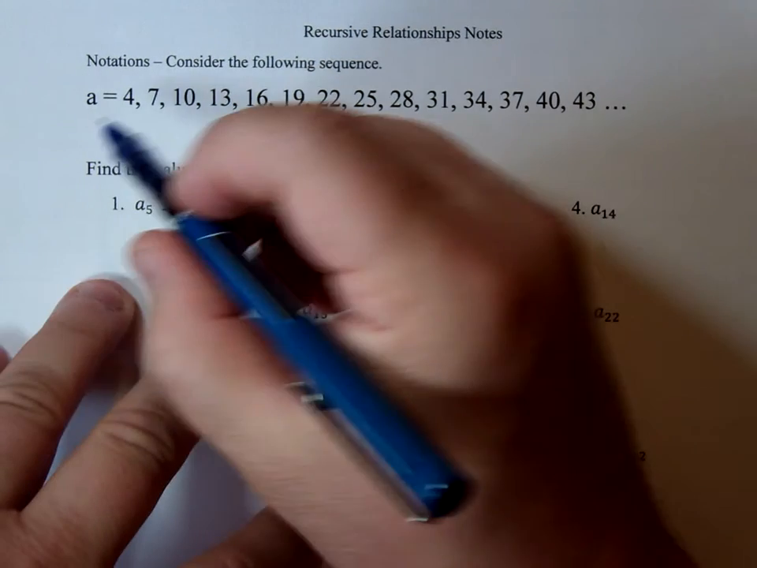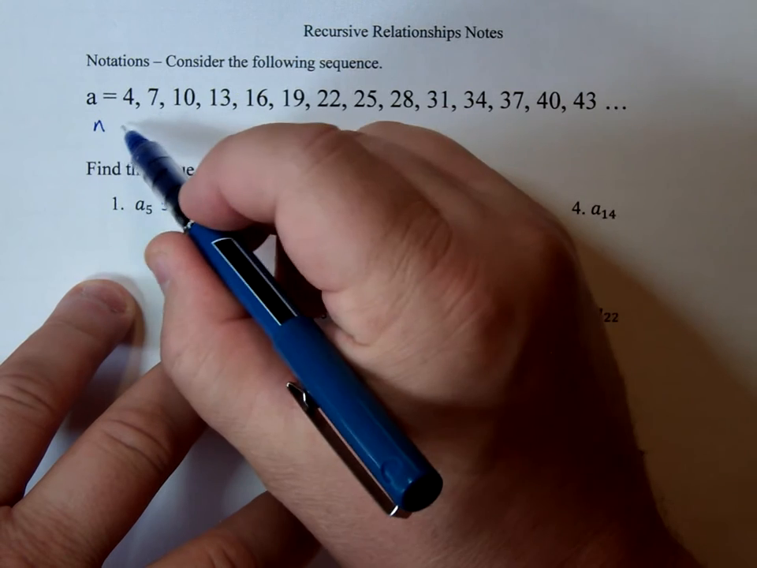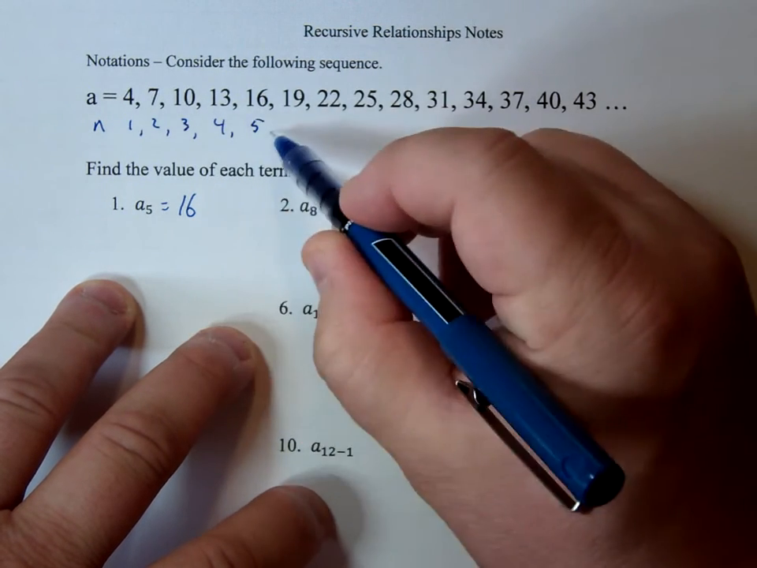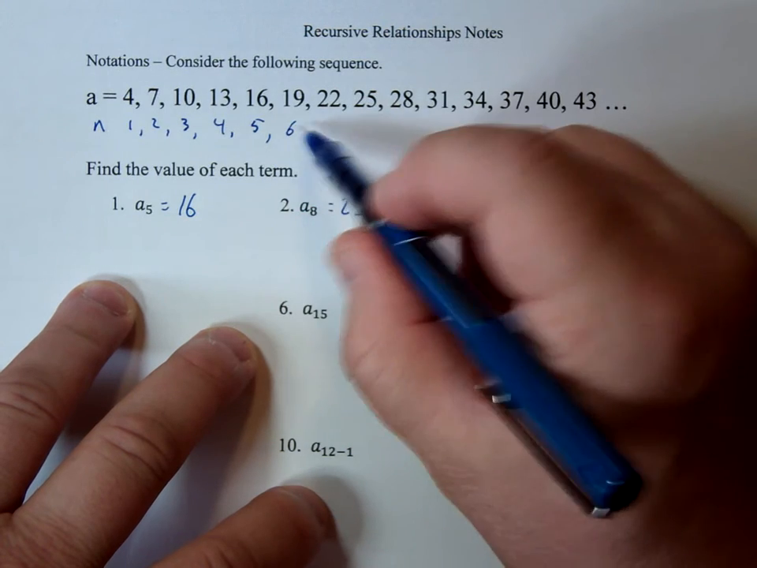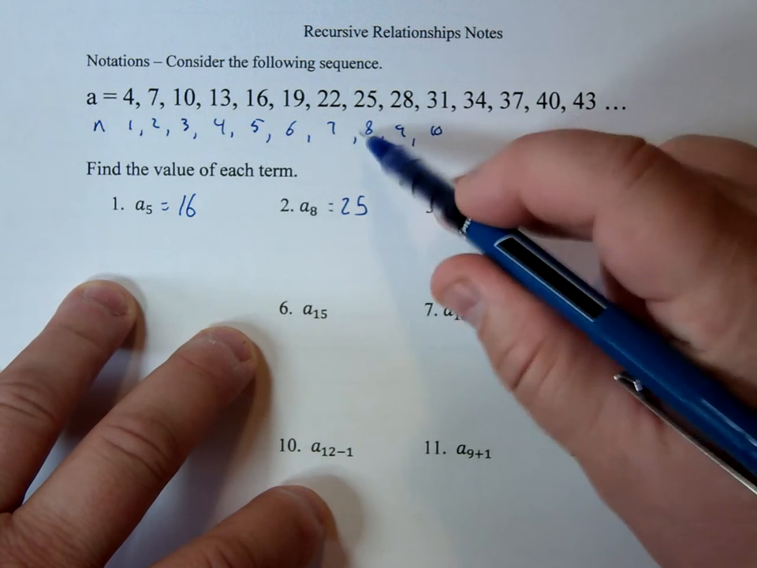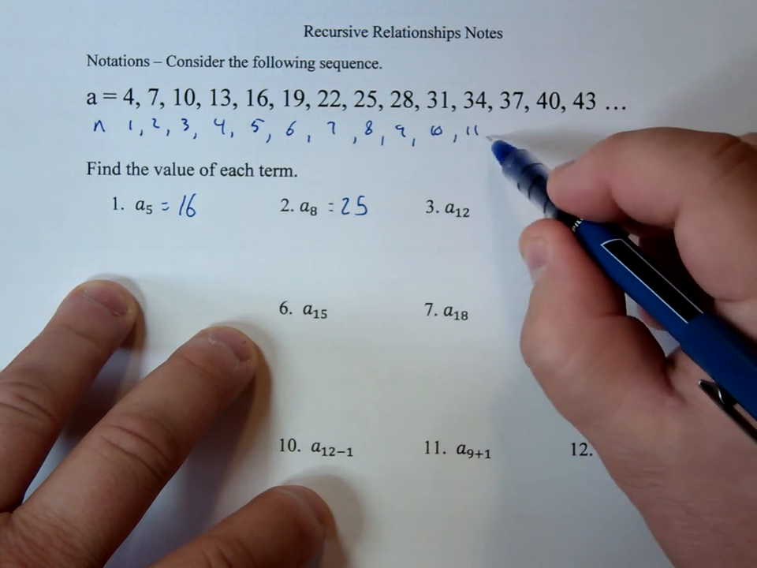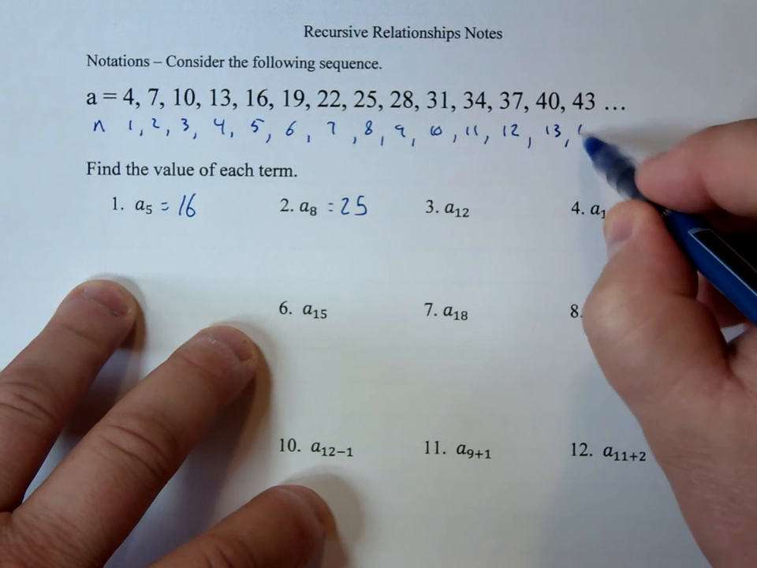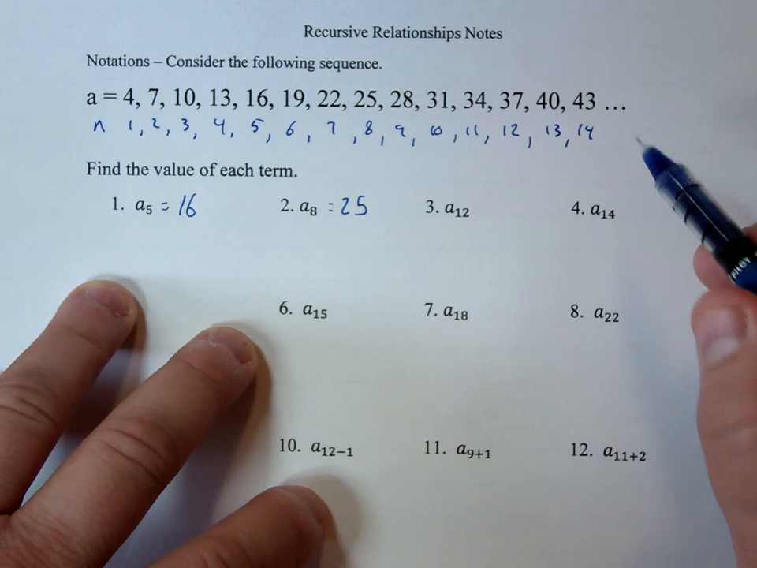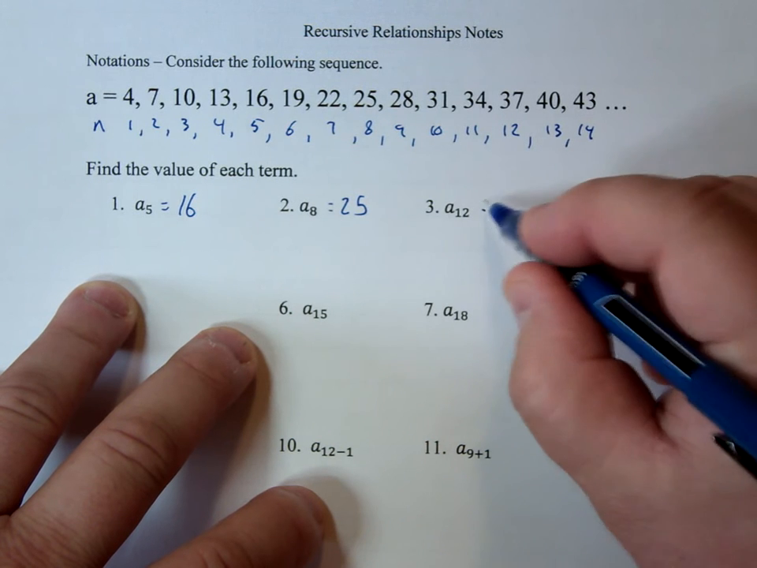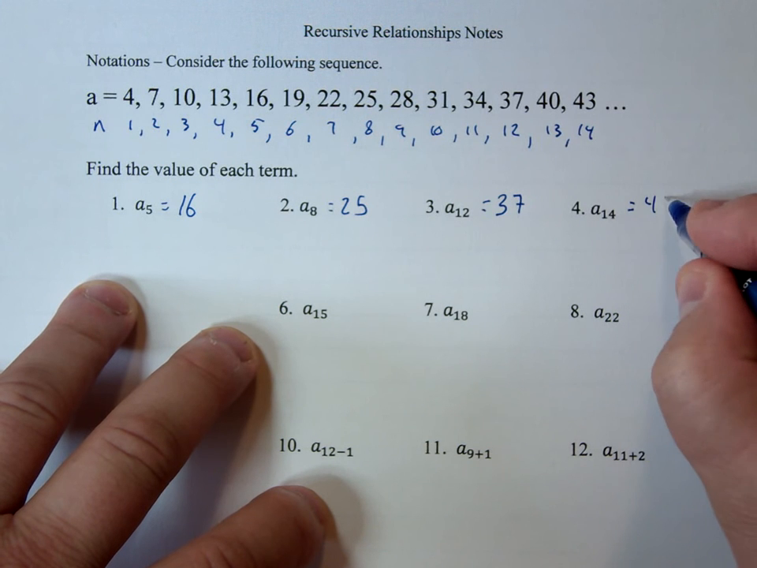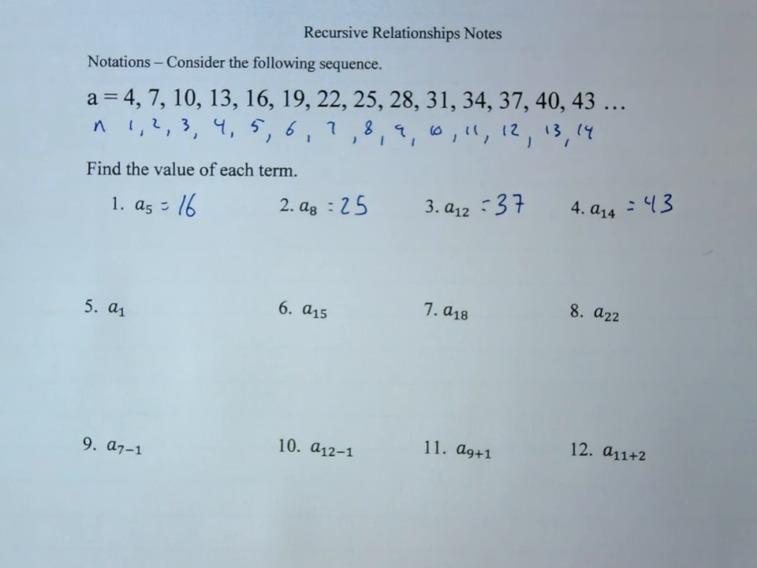So the number of the term is called n. So n would be 1 for this one, 2, 3, 4, 5. So we see the 5th term is 16, 6, 7, 8, 9, 10. The 8th term was 25, the 10th term, 11, 12, 13, 14, and of course you could go on. But each one has a term number. So the 12th term, a sub 12, is 37. A sub 14 is 43. So very simple to do.